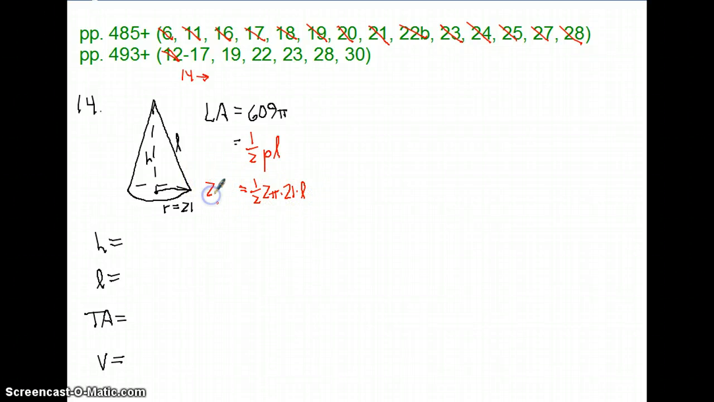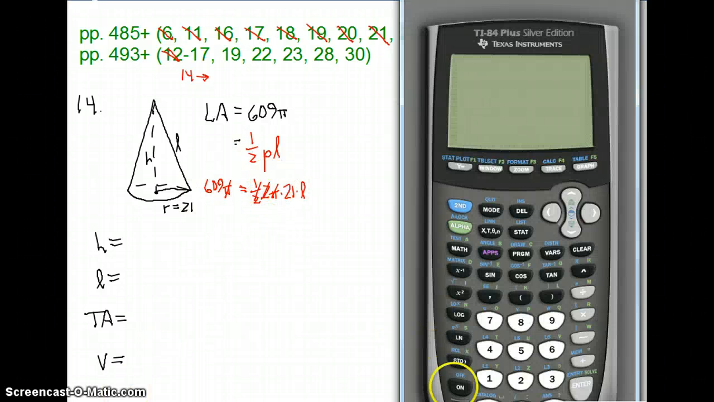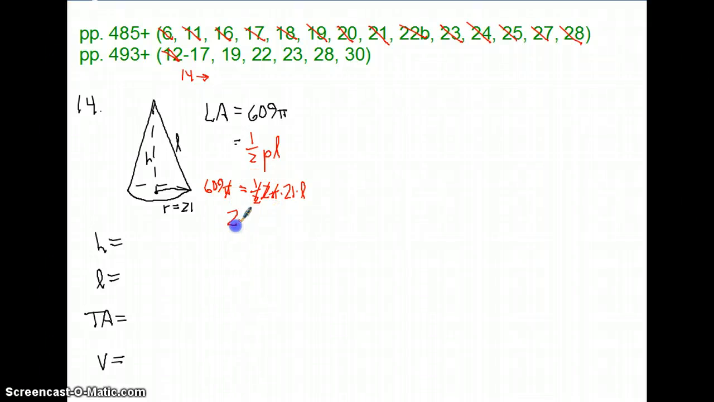That's 609 pi. Okay, so the pi's cancel. Half of the 2 cancels itself. 609 divided by 21 is going to be L. 609 divided by 21, 29 is L. Okay, so L is 29.